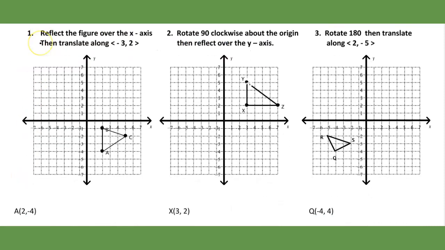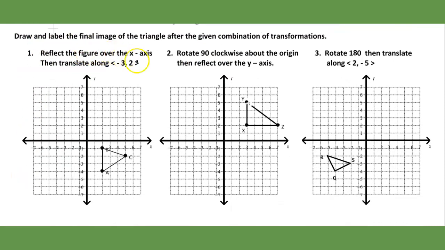So for 19, you want to read what they want you to do, see how many transformations there are. So on this particular problem, you can see there's a reflection, and then they're followed by a translation. So we have to do two separate transformations.